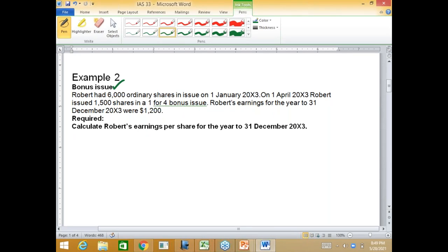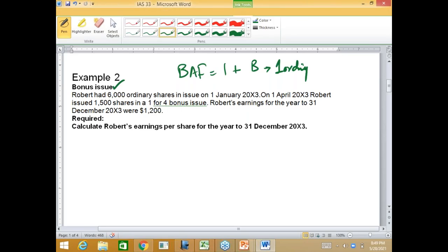Now the second thing is the bonus shares. The company has issued the bonus shares. So whenever the company has issued bonus shares, you need to calculate the bonus adjustment factor. The formula will be 1 plus bonus shares issued for one ordinary share. Remember this point, that the bonus shares will never be time apportioned, and all you need to do is to multiply with the bonus adjustment factor for all the shares. So I want you guys to calculate the bonus adjustment factor for this question.